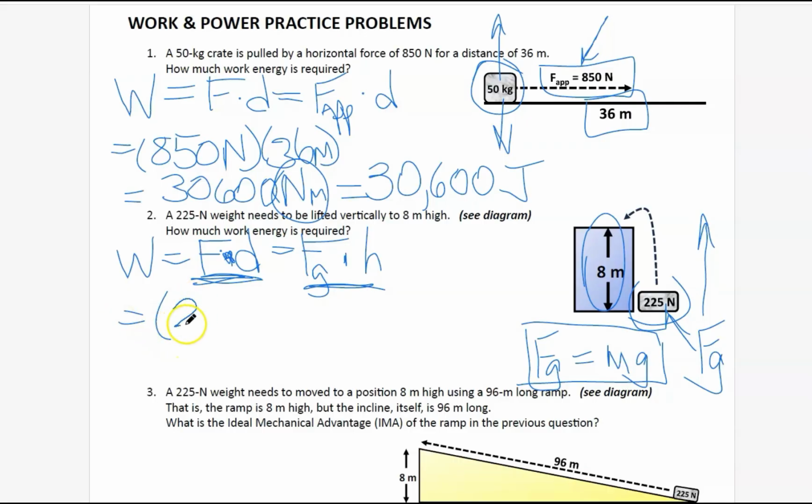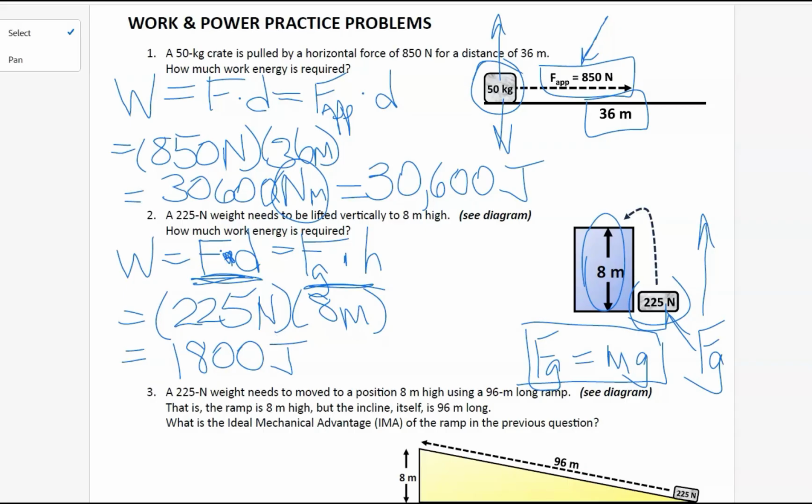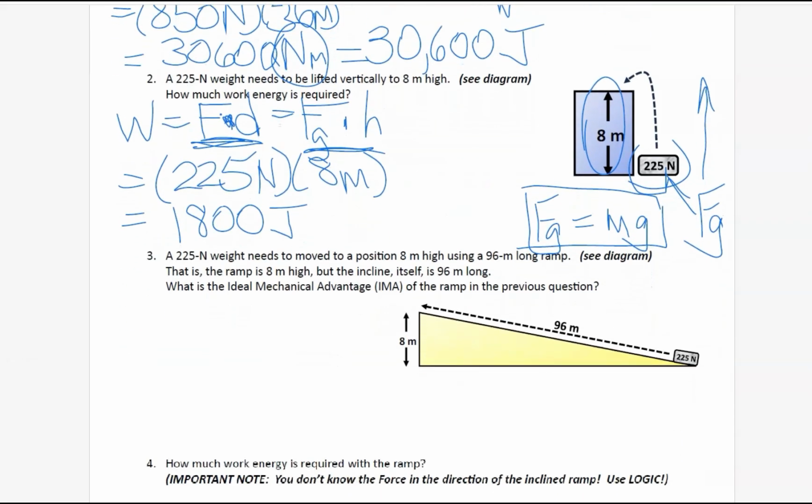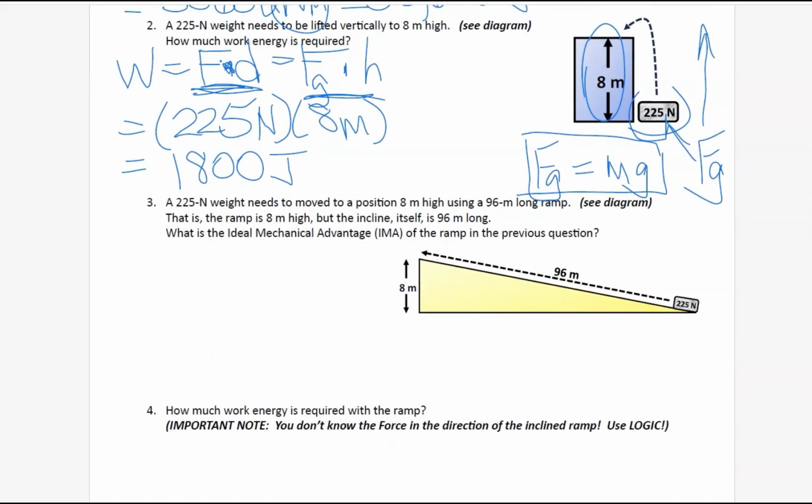We have a weight force that we're fighting against, that we're lifting up, 225 newtons, and a height of 8 meters. And when we plug this into our calculator, we get an even 1,800 joules, 1,800 joules. And that's the energy. Now, let's look at number 3.